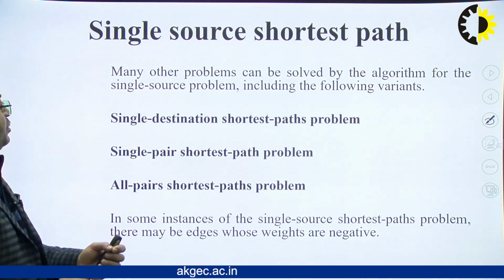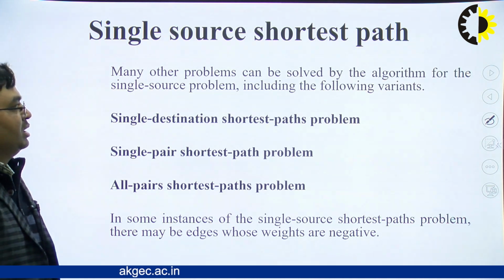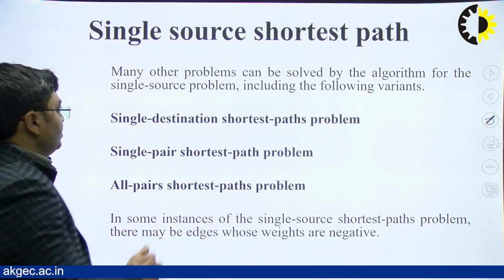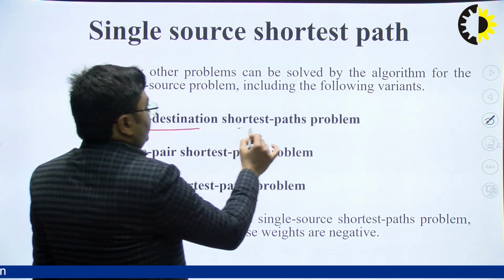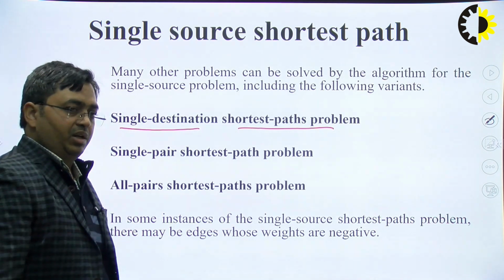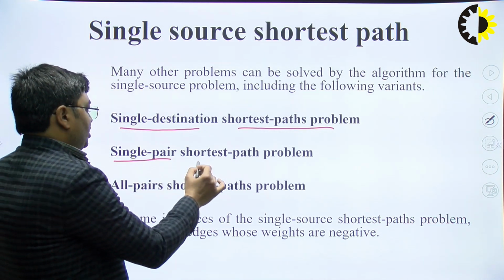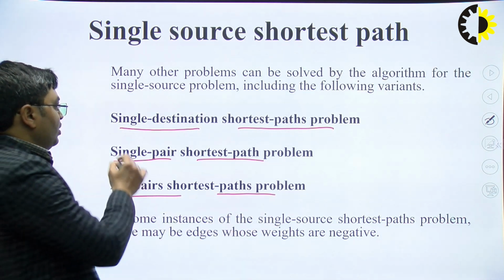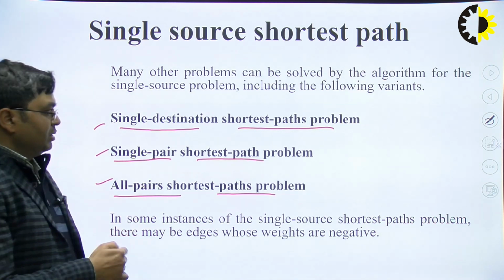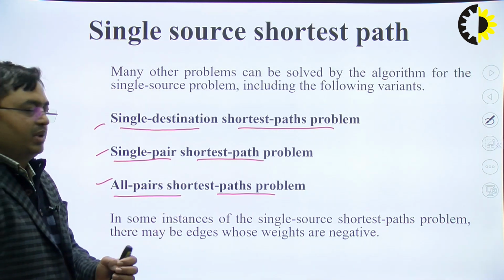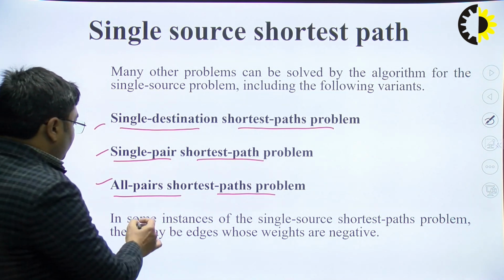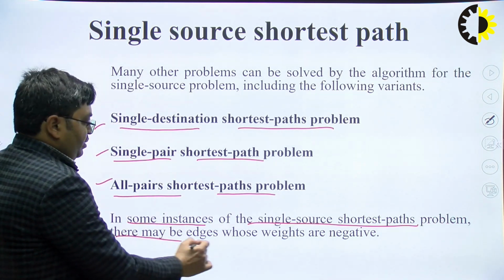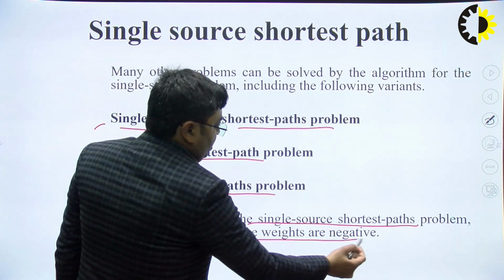Many other problems can be solved by using the algorithm for the single source shortest path problem, including the following variants: the single destination shortest path problem, the single pair shortest path problem, and the all pair shortest path problem. These are the other kinds of problems in this category. In some instances of the single source shortest path problem, there may be edges whose weights are negative.